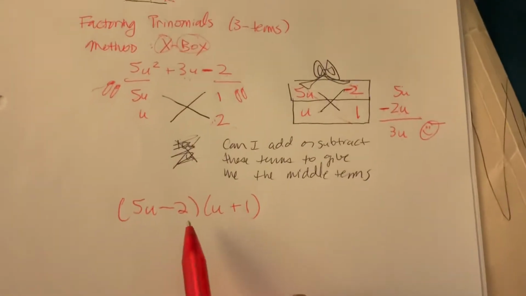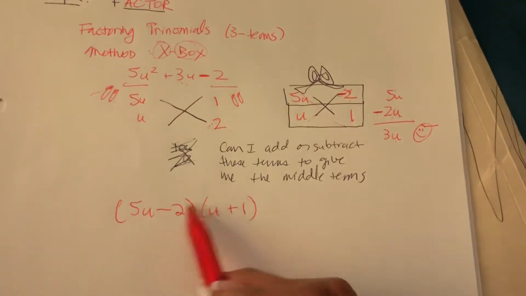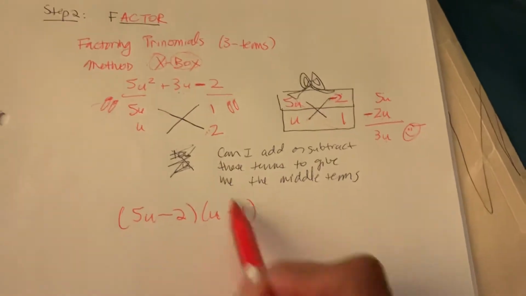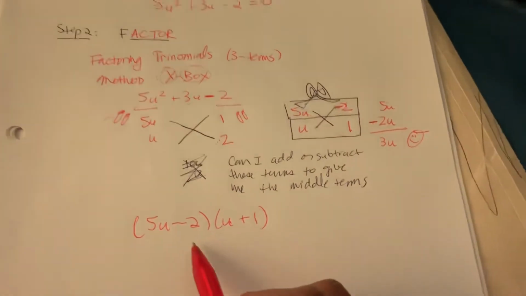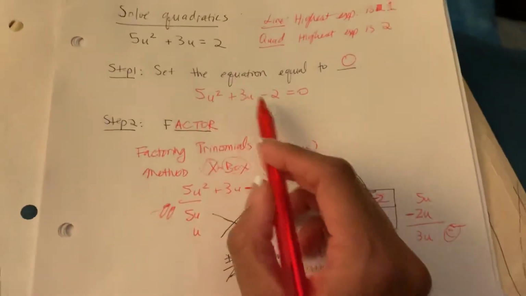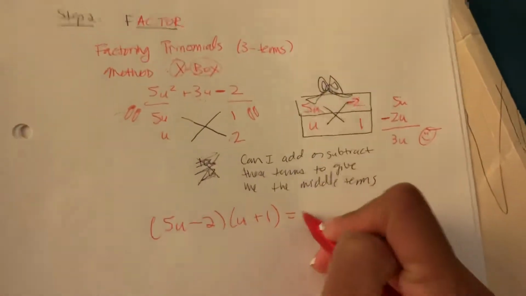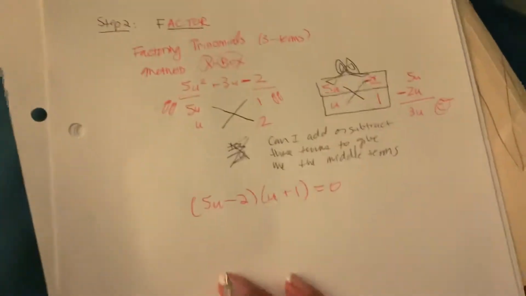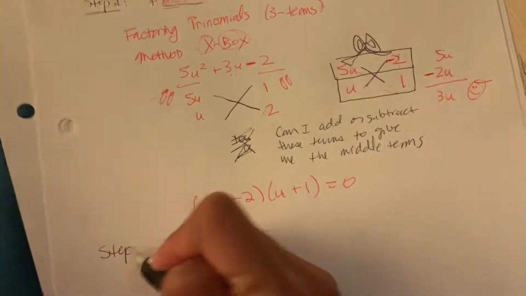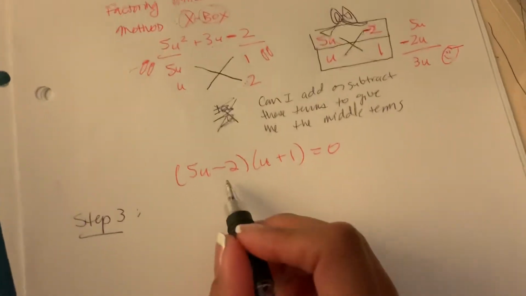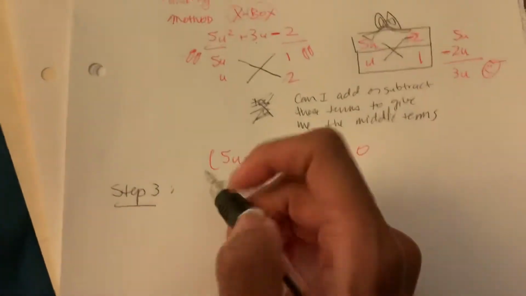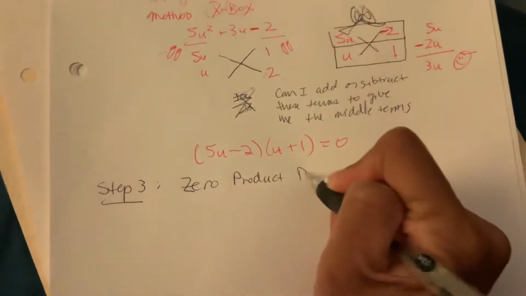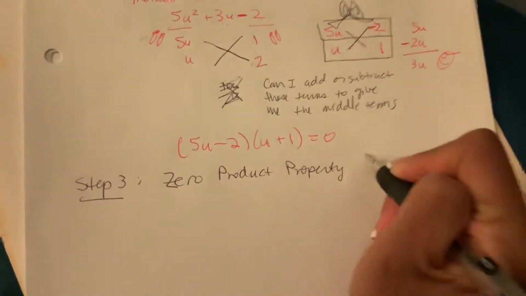So you can always double check your work by distributing or foiling this, and you'll end up getting 5u squared plus 3u minus 2. So I would always recommend checking that. Right, so once you've factored, going back to the problem, you set this equal to 0 because this is an equation. All right, now the last step, step 3, because remember the goal of this problem is to solve for u. So step 3 is we're going to use the zero product property. And I call this ZPP for short.